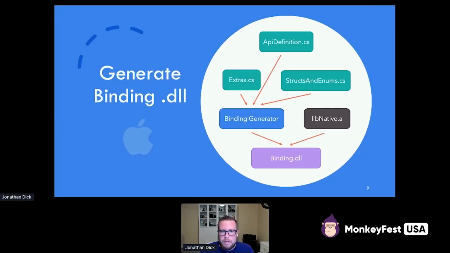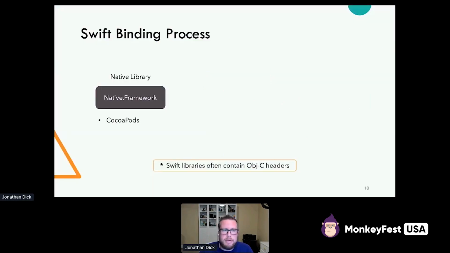All right, so we have all the bits and pieces. This is how they all fit together. Our API definition, our structs file, and any extras you want to put in. You can add your own static extension methods and stuff to types that will get generated. It's kind of cool. We feed those into this binding generator tool that happens at build time. And we combine that with the actual native libraries to output this binding DLL. And this is the .NET assembly that you're going to actually reference and that lets you access those APIs.